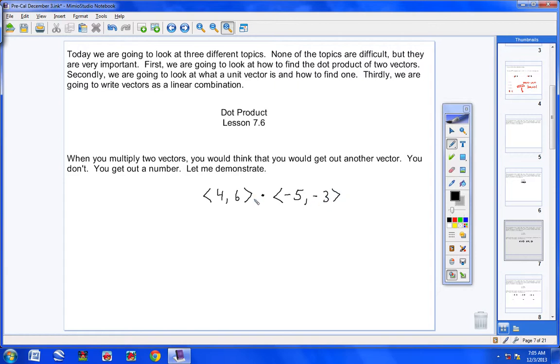They call this taking the dot product of 2 vectors. You could also say you're multiplying 2 vectors together. That's totally fine. And what you do is this. It's really easy, but you do not get out a vector. You get out a number.